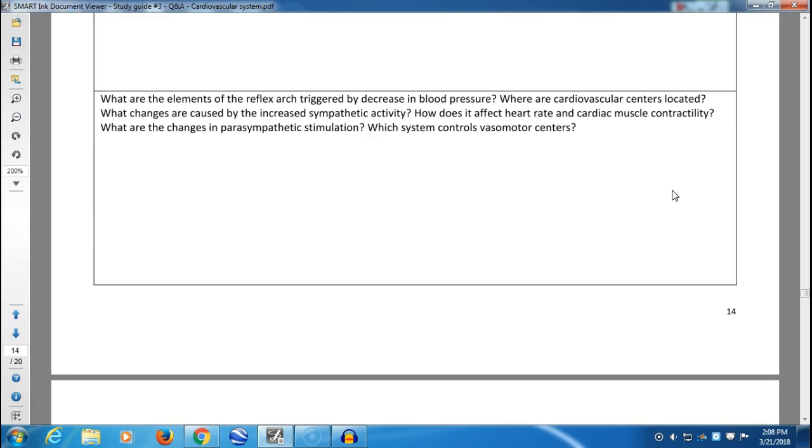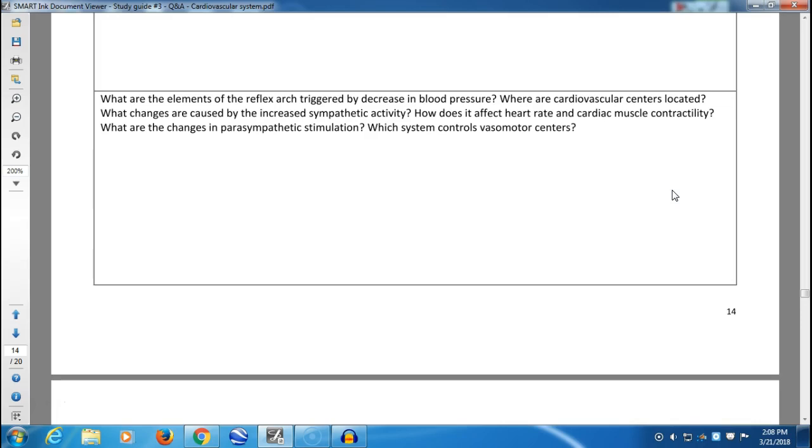Which structures sense it? What type of receptor? Chemoreceptors, osmoreceptors, mechanoreceptors. They sense stretch. Blood pressure goes up, stretch goes up. Blood pressure goes down, stretch goes down. That signal, where does it go to? Medulla oblongata.